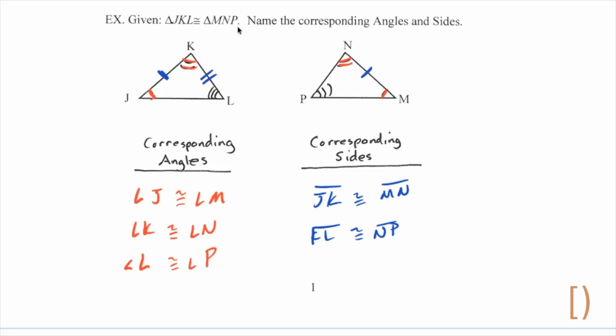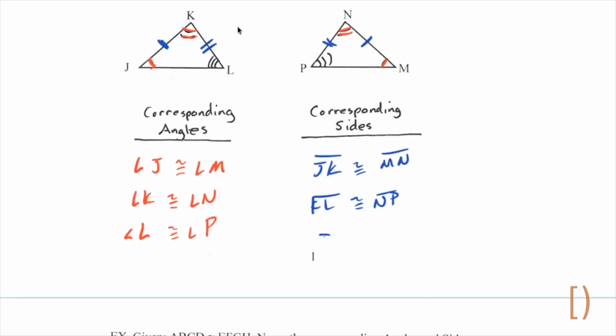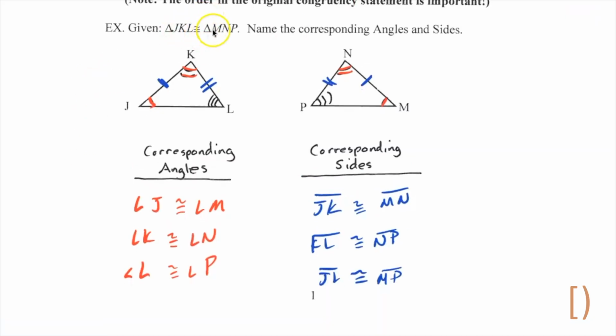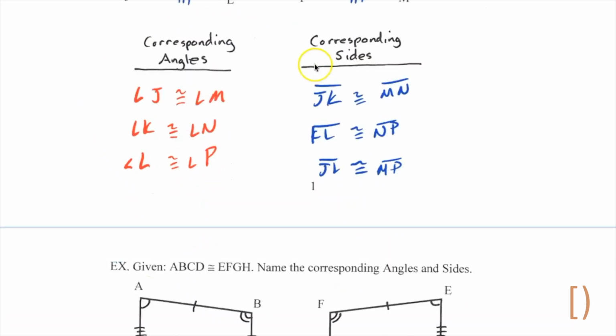KL is over here, and NP is right here. So those match. And then lastly, we have JL is congruent to MP. All right, order does matter. So if I do JL first and last, it has to be first and last MP. So these match. And that's how you use a congruency statement.